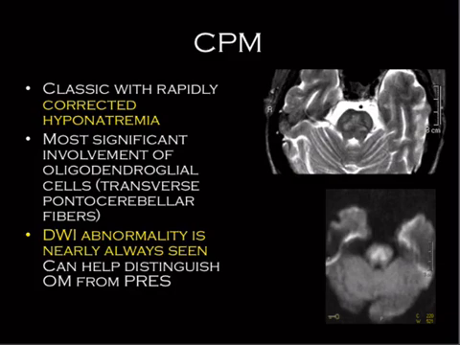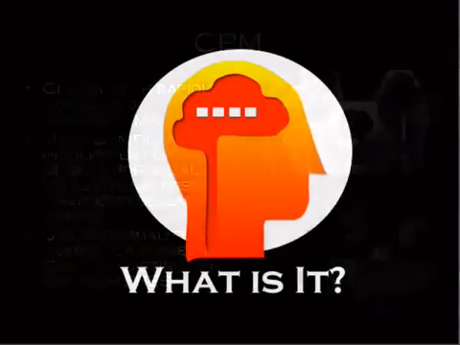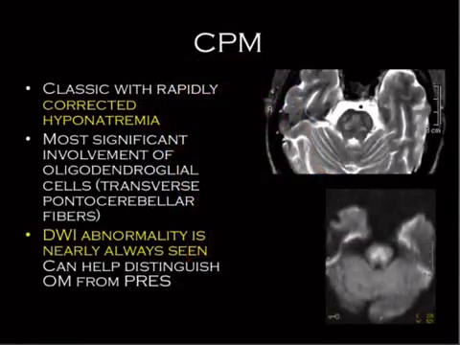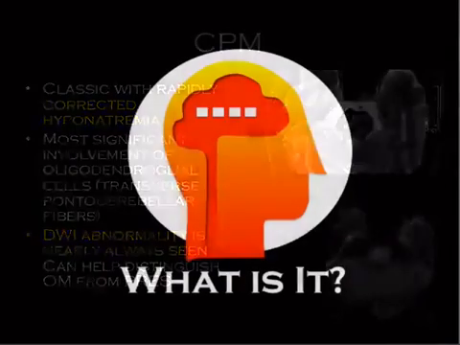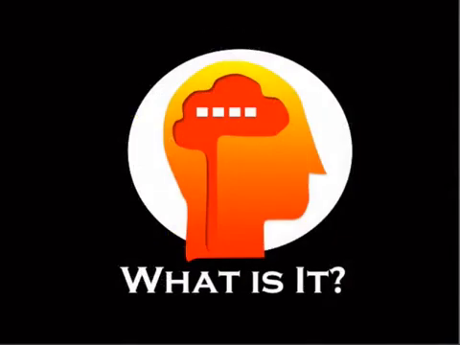So remember that it's when you're correcting the sodium too rapidly, and if you did any of this in med school or a medicine internship or transition year, remember there's a calculation for how fast you can correct the sodium. But anyway, if you mess that up, this is what ends up happening: central pontine myelinolysis. Oh yeah, one more thing. The diffusion helps you distinguish it from PRES, but I don't think that's necessary. The location gives it away.